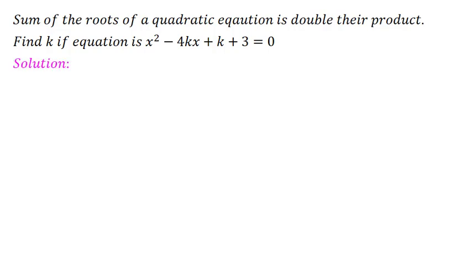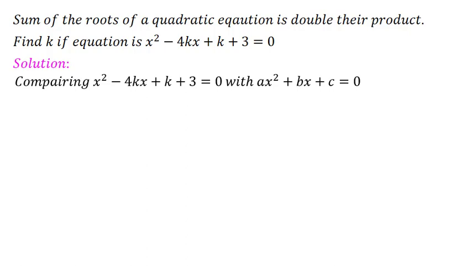So again let us compare this equation, that is x square minus 4kx plus k plus 3, with ax square plus bx plus c equal to 0. The value of a you will get is 1, the value of b you will get is minus 4k, and the value of c you will get is k plus 3.